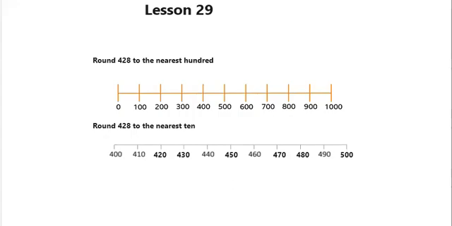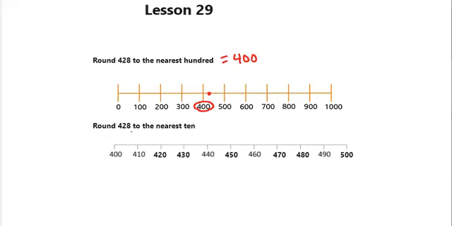One way to round numbers is to consider where the number is located on the number line. So here we have 428. Round 428 to the nearest hundred. Here's a number line of the hundreds mark. If I estimate where 428 is, I know that it would be about here. What hundred marker is it closest to? We can see that it's closest to 400. So rounding 428 to the nearest hundred would be 400.